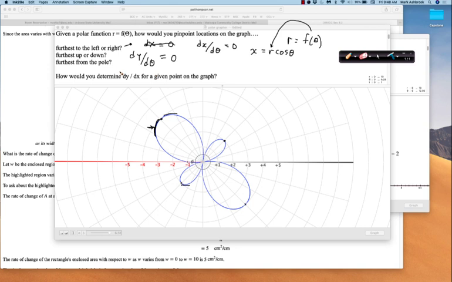Agree? So what furthest from the pole are we? We're asking, does r not change for a moment there, right there? Yeah, because for a moment there, you're not going away or towards the pole. You're going somewhat like parallel to the pole for that moment right there. So yeah, dr d theta equals 0.